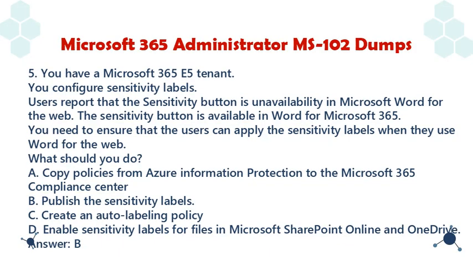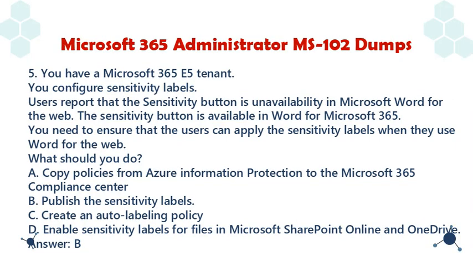5. You have a Microsoft 365 E5 tenant. You configure sensitivity labels. Users report that the sensitivity button is unavailable in Microsoft Word for the web. The sensitivity button is available in Word for Microsoft 365. You need to ensure that the users can apply the sensitivity labels when they use Word for the web. What should you do?